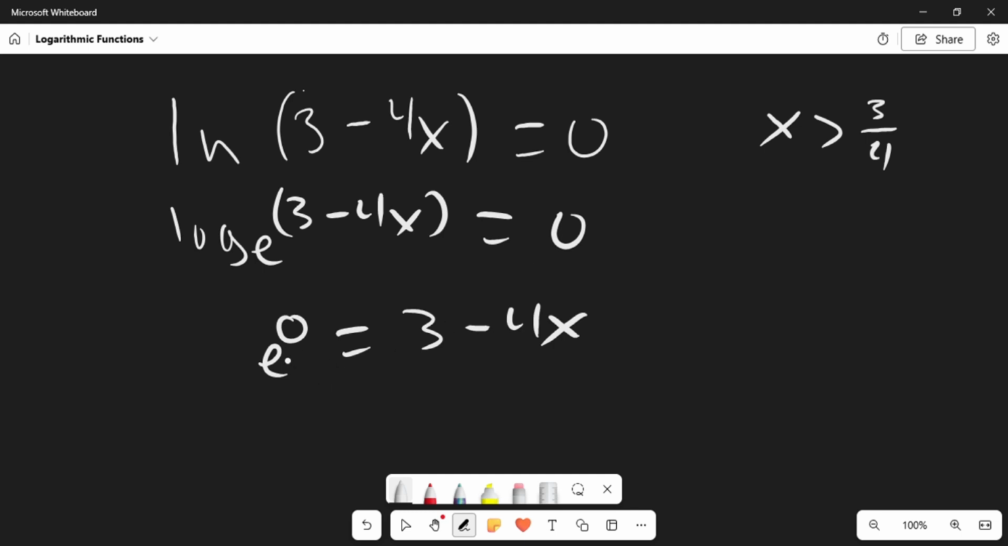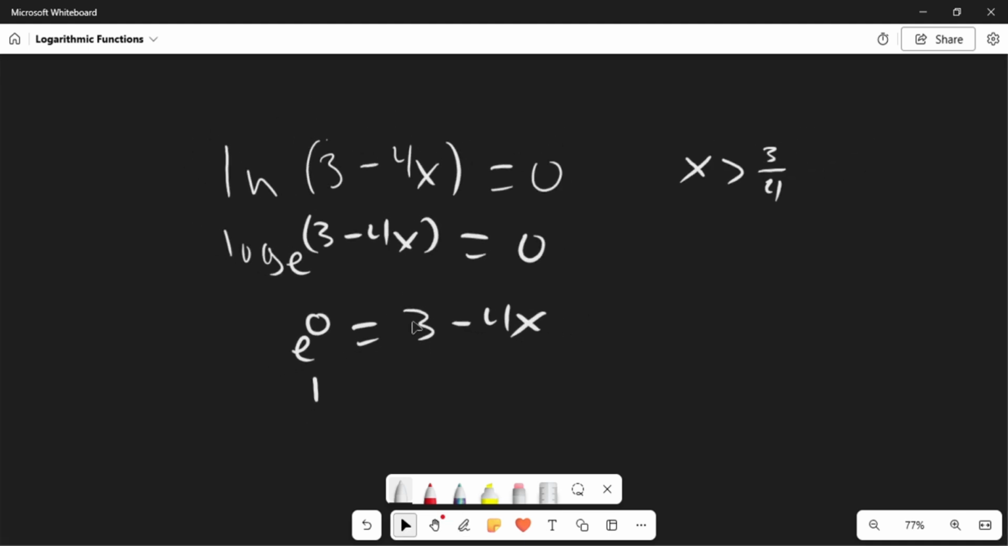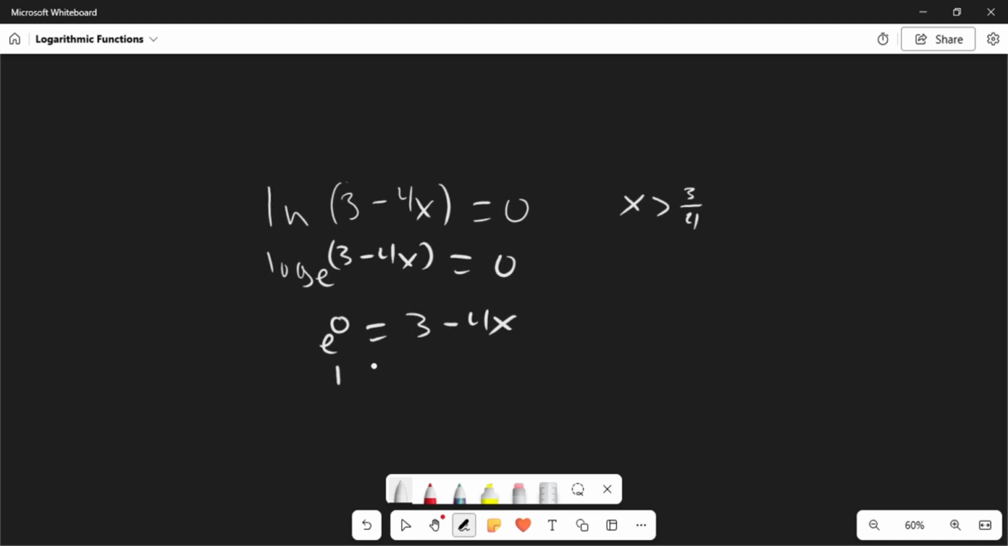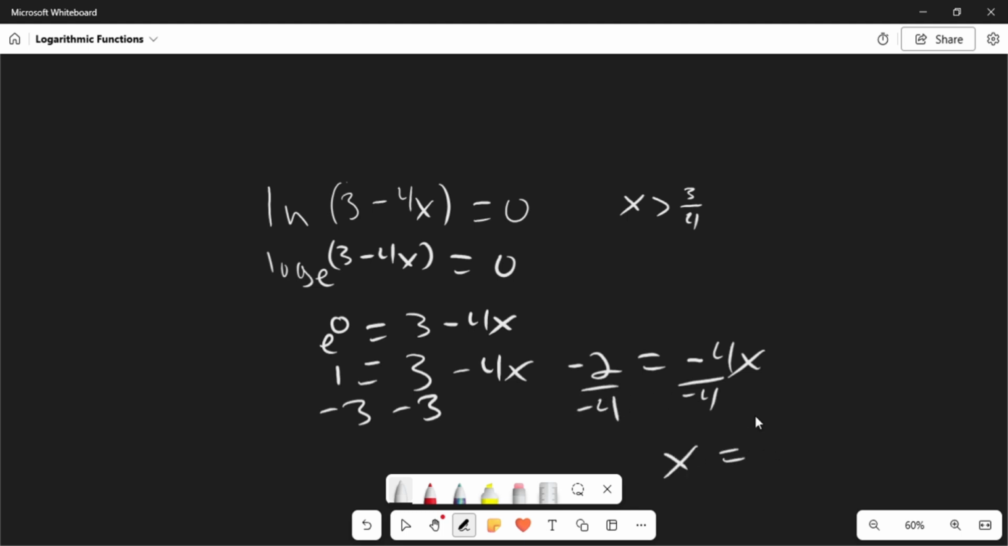Okay, so e to the 0, remember, e is just a number, so any number that you raise to the power of 0 is 1. So we have 1 equals 3 minus 4x. Minus 3, you get negative 2 equals negative 4x. Divided by negative 4, divided by negative 4, and x equals 1/2.